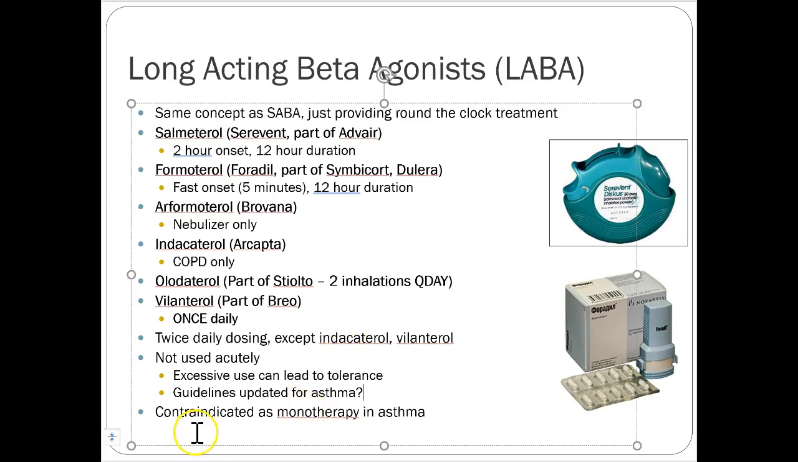With asthma patients, we do not use these drugs alone. In fact, mortality has been shown to increase if somebody takes a long-acting beta agonist without a steroid. So that is a contraindication for monotherapy in asthmatic patients. That's a big difference between treating COPD and asthma, and we'll come back to that in a few minutes.